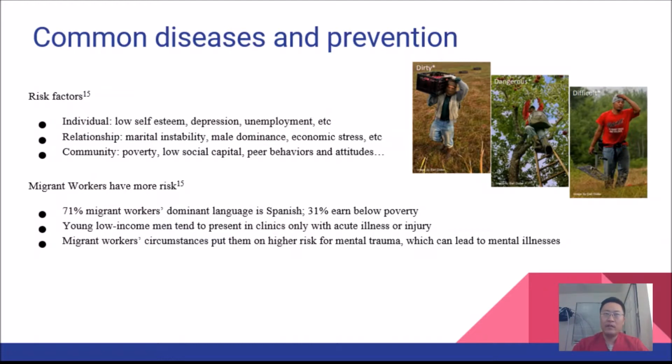We have some numbers. 71% of migrant workers' dominant language is Spanish, which means a language barrier, and 31% of them are below poverty. We also know that young, low-income migrant workers tend to only present in clinics with acute illness or injury because they don't want to miss work, they don't want to ask the boss to let them go, so they tend to wait until the symptoms become more severe, which can delay the treatment. And we also know that migrant workers' circumstances put them at high risk for mental trauma, which can lead to mental illness.